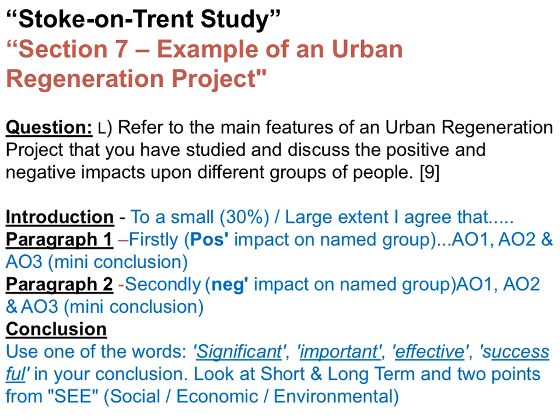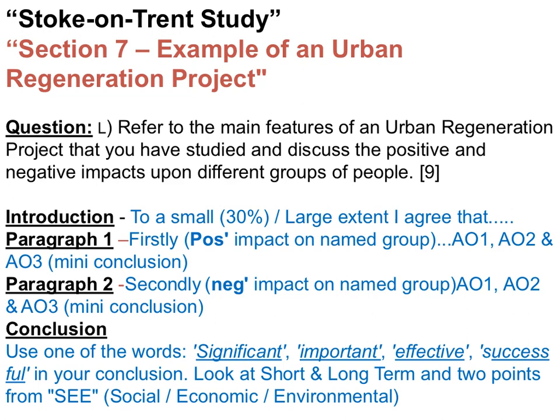Paragraph 1. Look at the positives for a named group of people. That group of people might be locals, businesses, tourists. It might be local residents. Might be visitors to the area, might be the young, old, families. You decide. Make sure there's AO1, AO2 and AO3 in there.